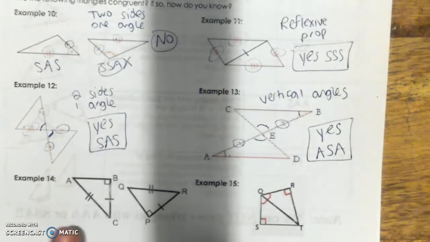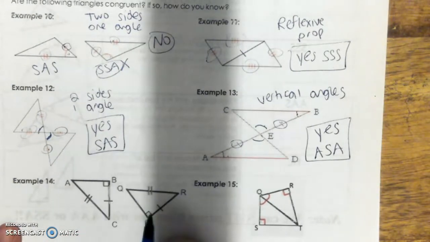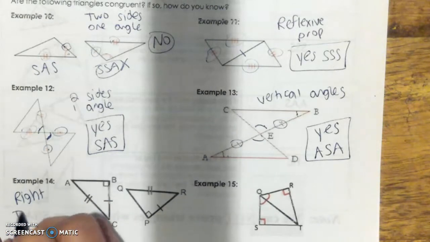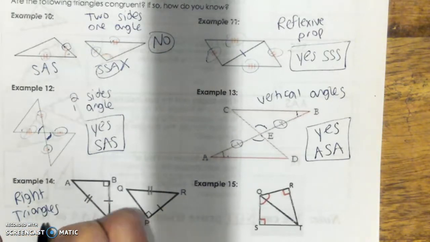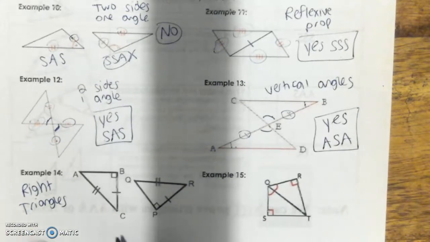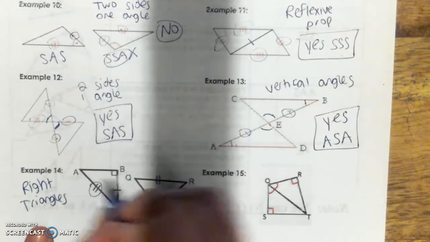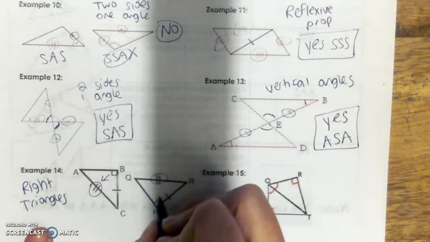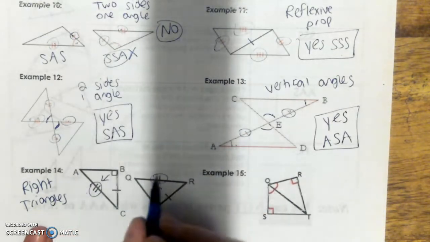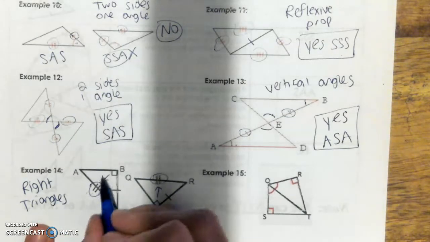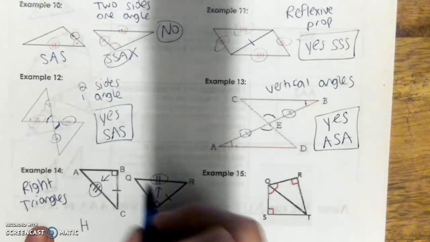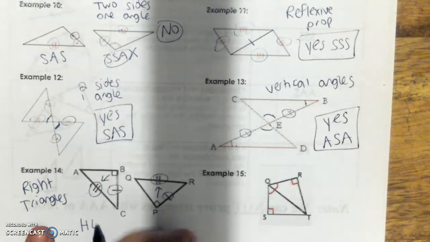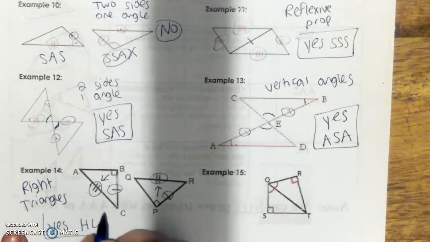All right, this last one, example 14. Automatically, I see these 2 squares right here, so I know these are right triangles. If they are right triangles, I can use HL, right? So are my hypotenuses congruent? They are. Remember the hypotenuse is the long side across from the right angle, and they are congruent. So I have my H in HL, and then I'm also shown that the corresponding leg is congruent as well. So yes, these two triangles are congruent by HL.